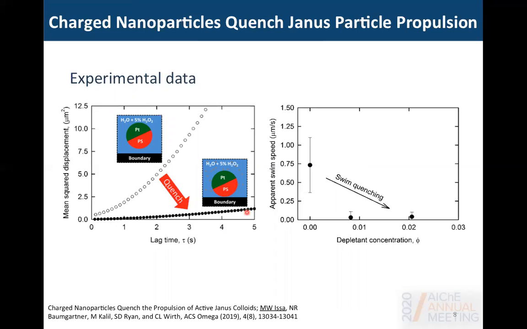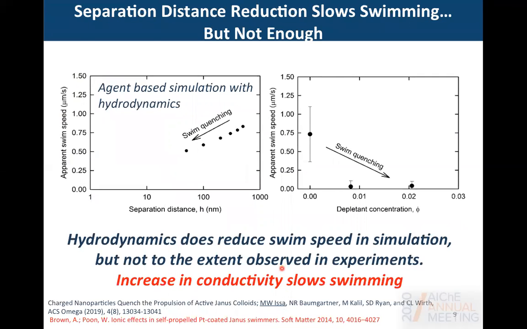This led us to hypothesize that depletion quenches the propulsion of active particles because it brings the particles closer to the boundary, decreasing the separation distance between particle and wall. And to support our hypothesis, we ran simulations from the separation distance inferred from experiments, and what we observed is that the magnitude of speed reduction was much smaller for experimental data when compared with the simulations. This suggested that in addition to hydrodynamic quenching, there's another parameter contributing to the quenching of particles. This parameter was concluded to be the conductivity of the suspension, which increases as a consequence of adding negatively charged nanoparticles.